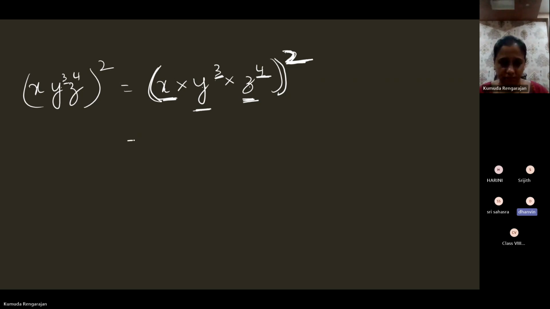Ma'am, but how can we identify whether it's alone or not? If it's xy to the power 3, the power 3 is only for y. If it is xy in a bracket and then 3 here, then this 3 is for x and y. Okay, ma'am. Yeah.